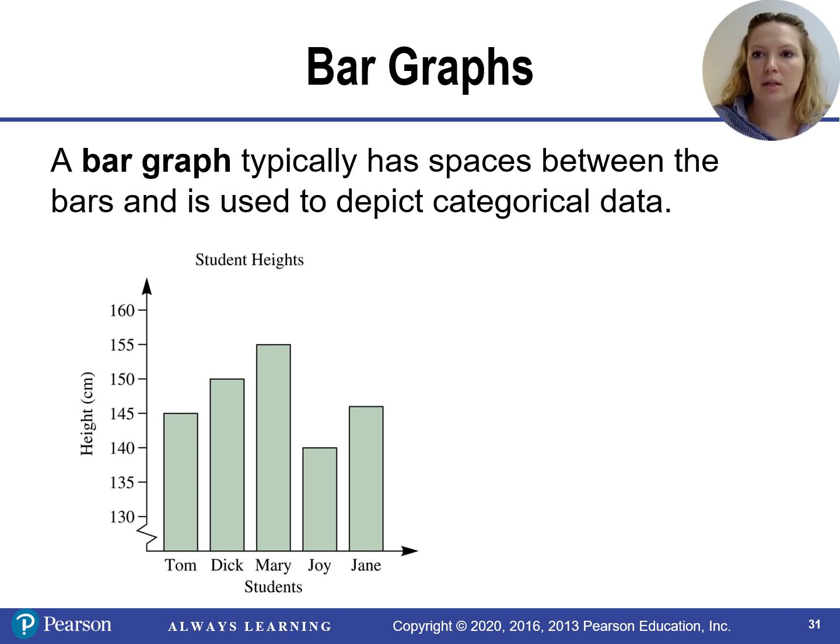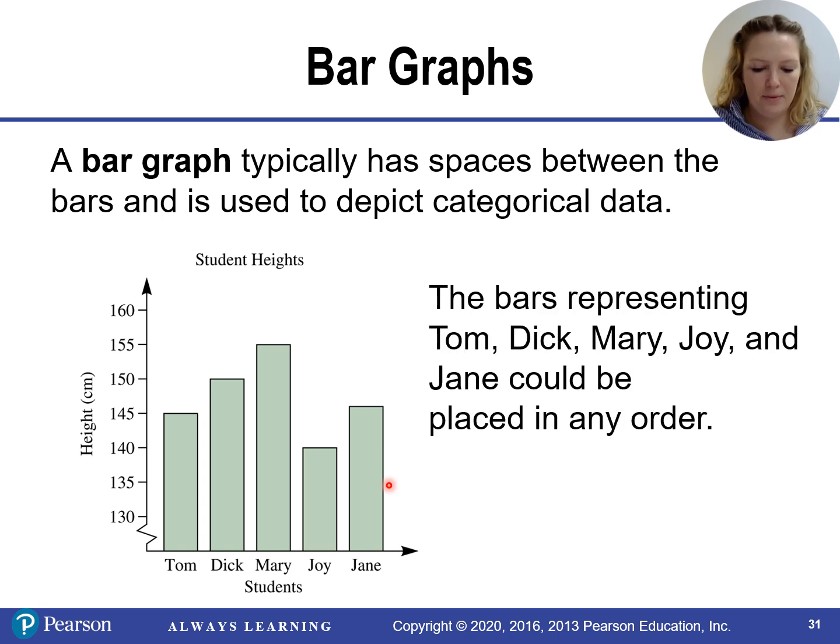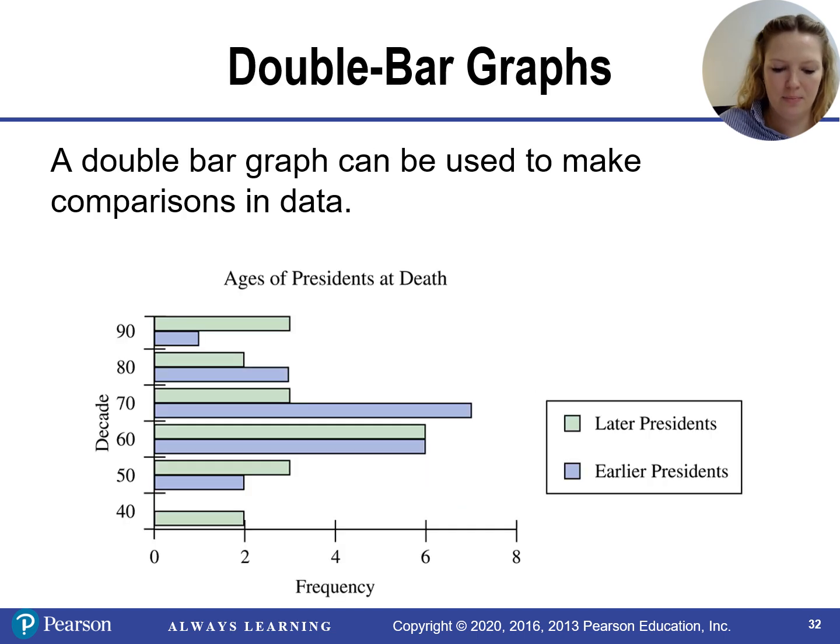So here, if we wanted to look at all of these different students' heights, we can see Tom is about 145 centimeters tall, Mary is the tallest, and she's about 155 centimeters, etc. We could have placed these in any order. The order doesn't matter. Whereas with the histogram, we had an ordered number line on our x-axis.